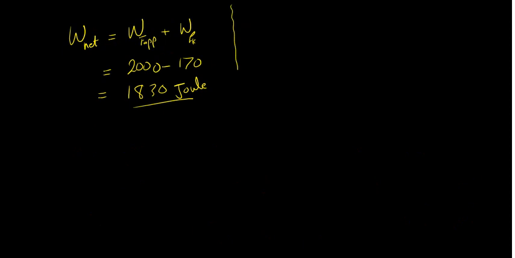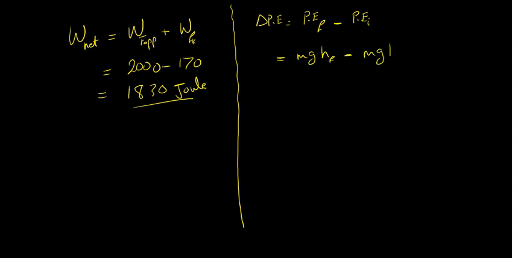So let's do it this way. We know that the change in potential energy represents the potential energy at the final position minus the potential energy at the initial position. So that will be mgh final minus mgh initial. However, we know the initial position was on the ground, so there is no height, which means the potential energy on the ground is zero. That's it, done. We take this out. So we just have to calculate how much is the potential energy at the top part.